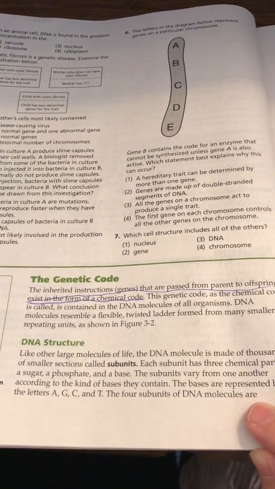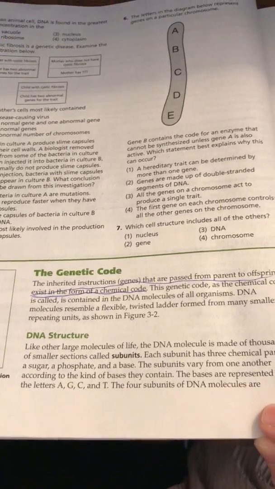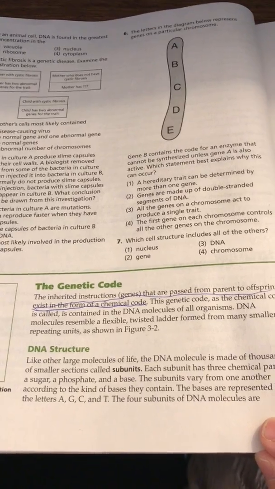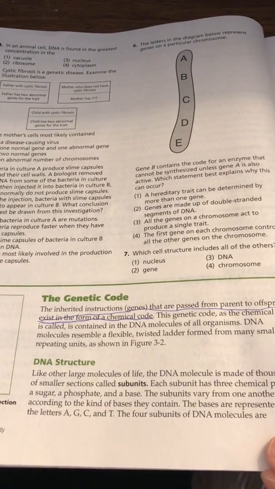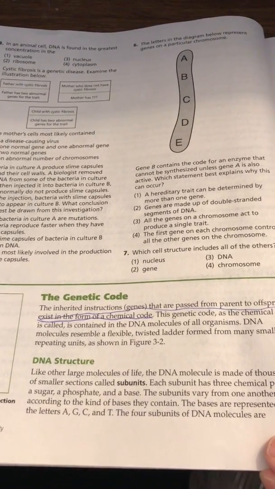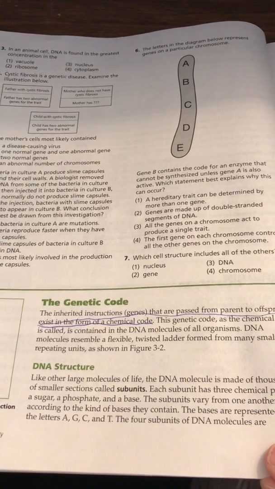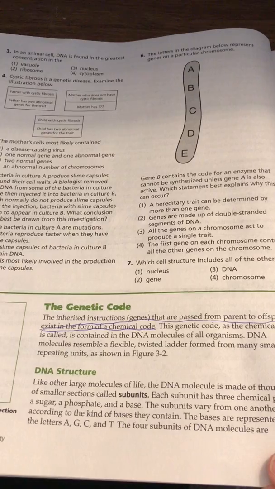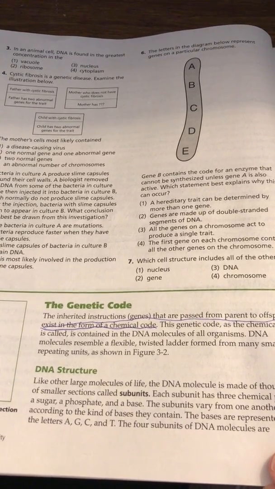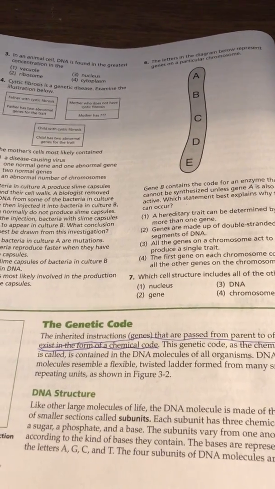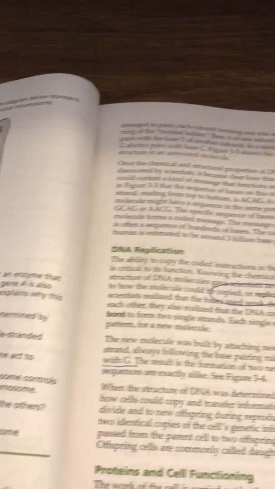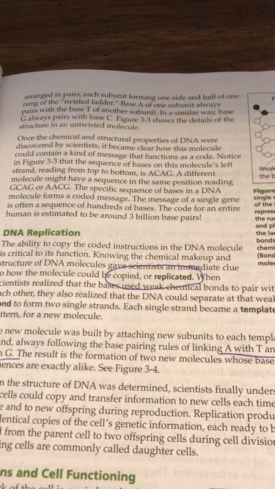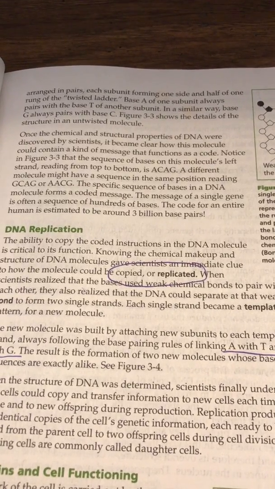DNA structure. Like other large molecules of life, the DNA molecule is made of thousands of smaller sections called subunits. Each subunit has 3 chemical parts: a sugar, a phosphate, and a base. The subunits vary from one another according to the kind of bases they contain. The bases are represented by the letters A, G, C, and T. The subunits of the DNA molecules are arranged in pairs, each subunit forming one side and half of one rung of the twisted ladder.